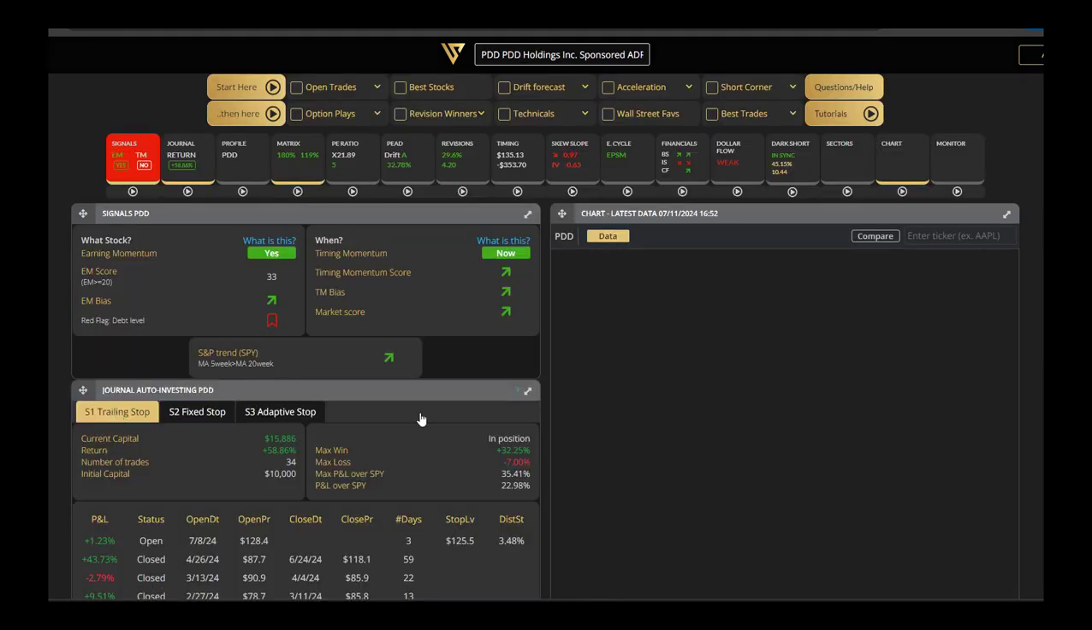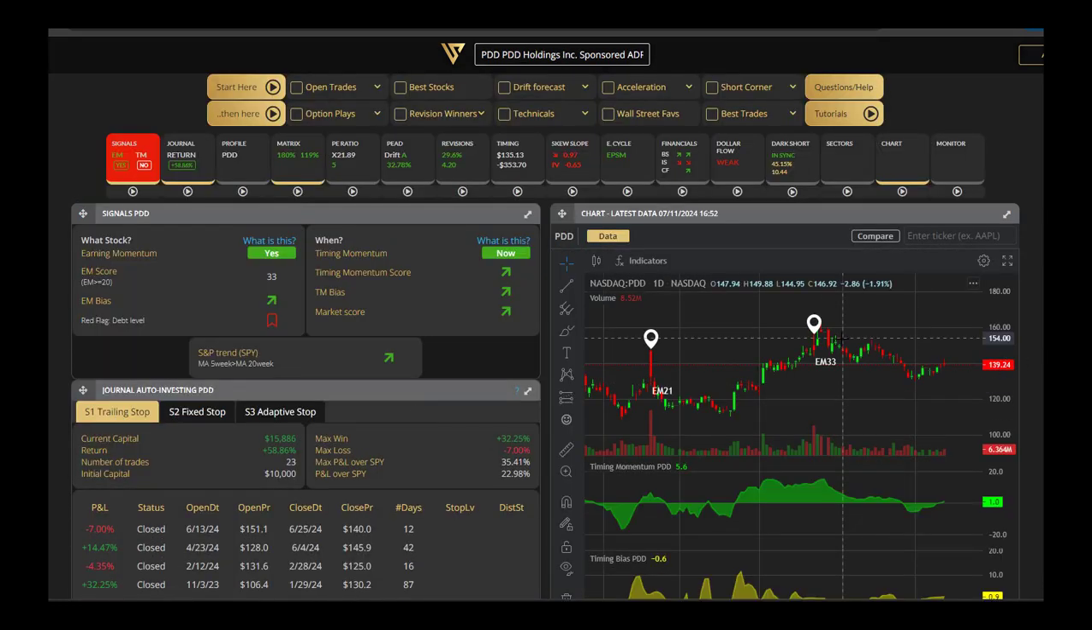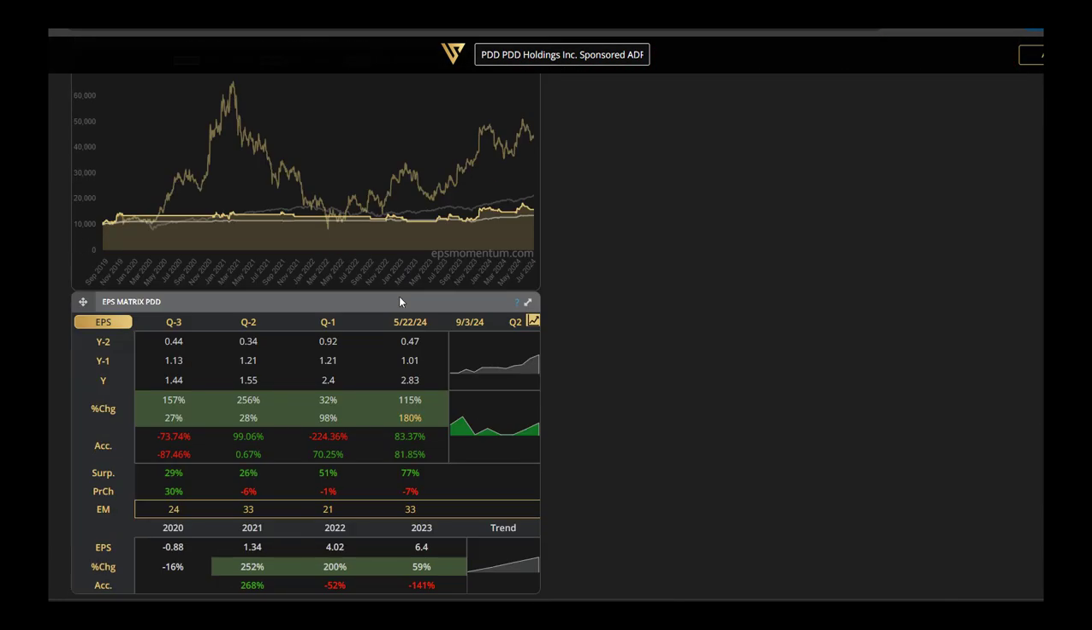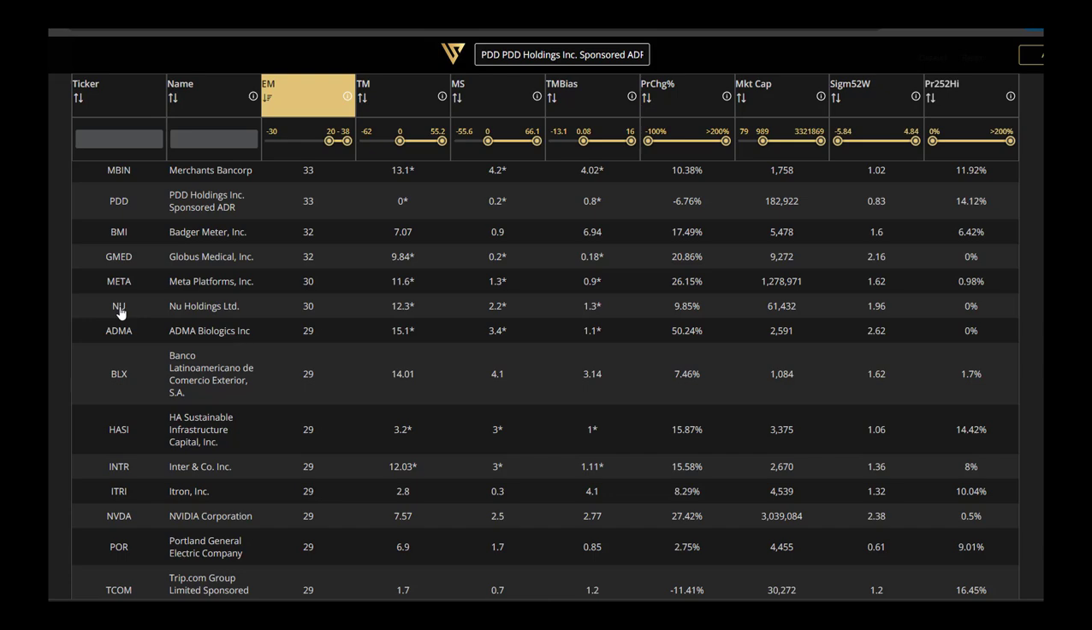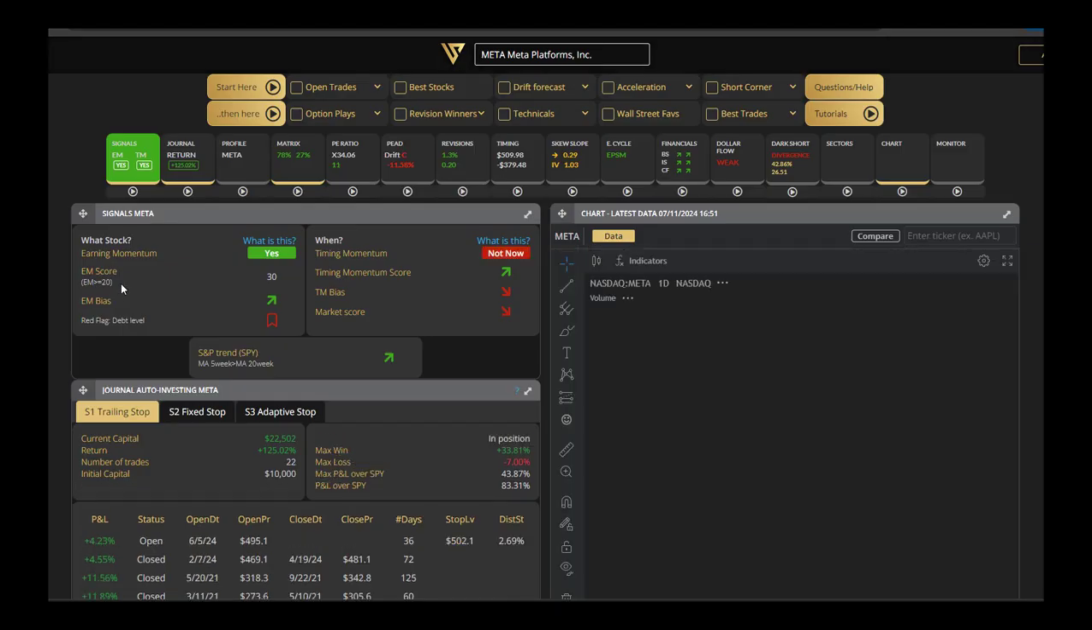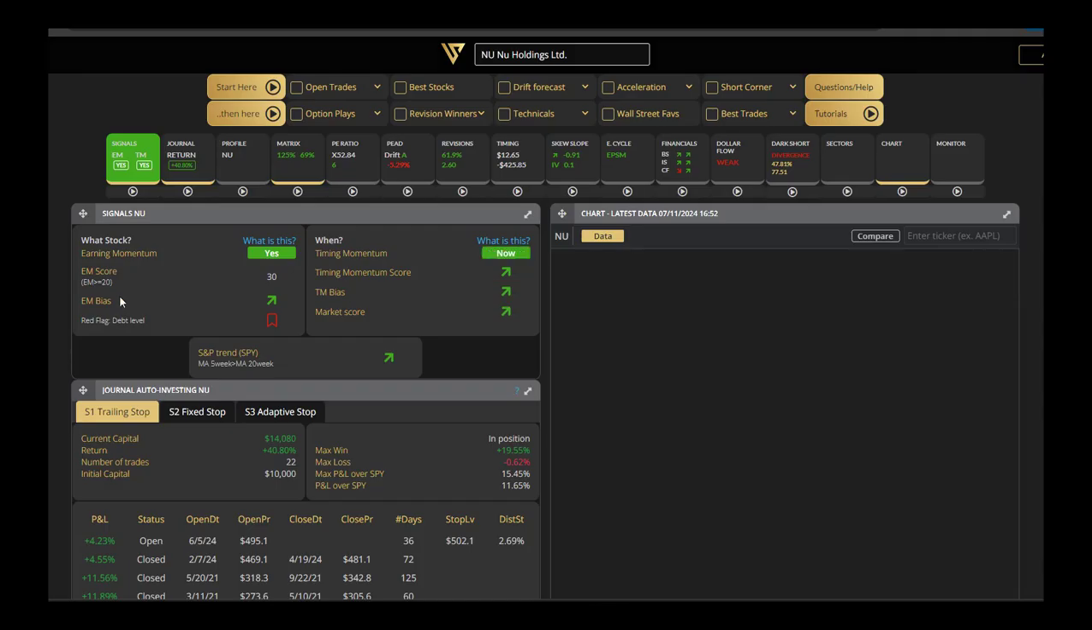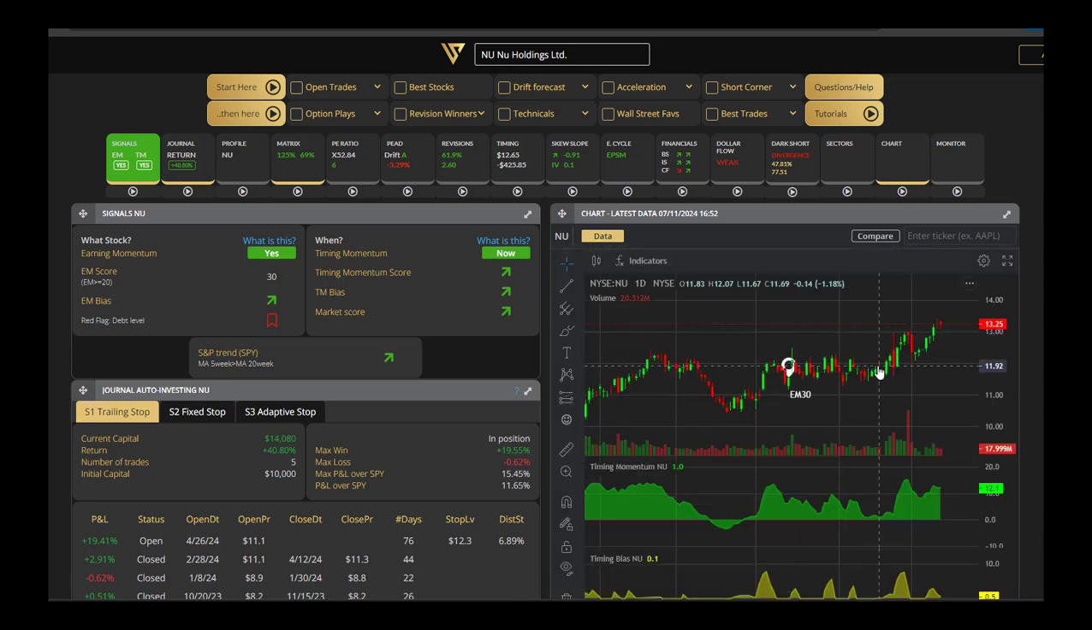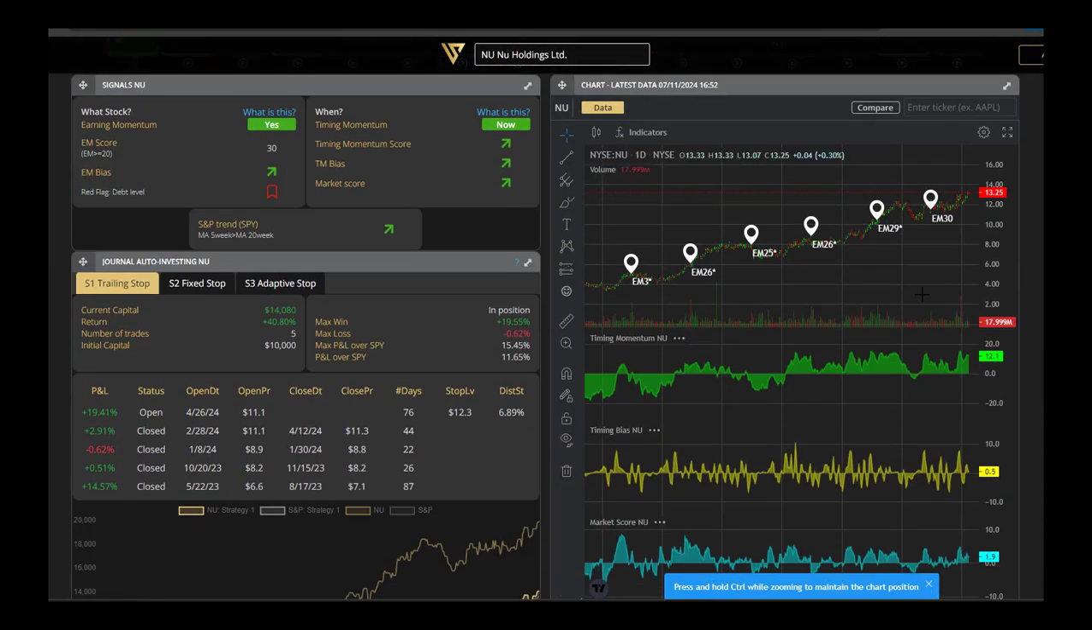So I can click on PDD, for example, and have a look at it. So it is green. Both of them are green. Or, for example, Meta or New Holding, right? So New Holding, perfect. Both of them are green. EM 30, and then I can look at the growth. EM 26, 25, 26, 29, 30. So, you know, if you captured it at 26, it's $6. Now it's 13, so it's already doubled.